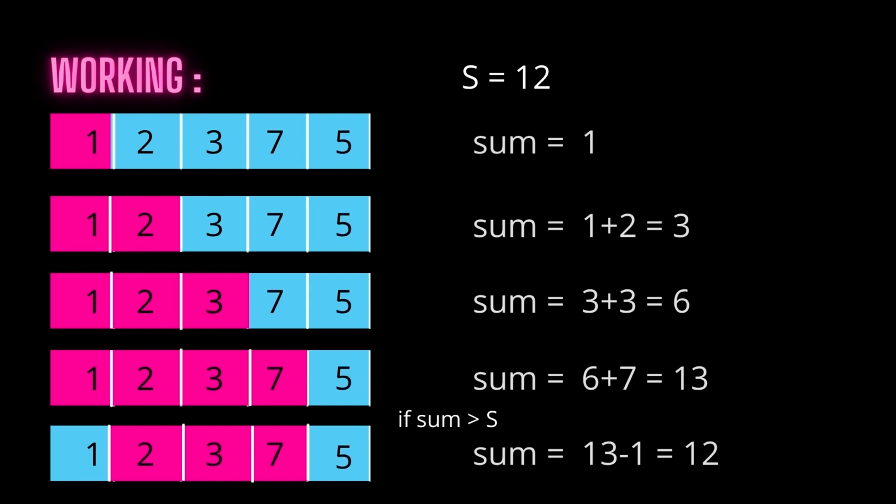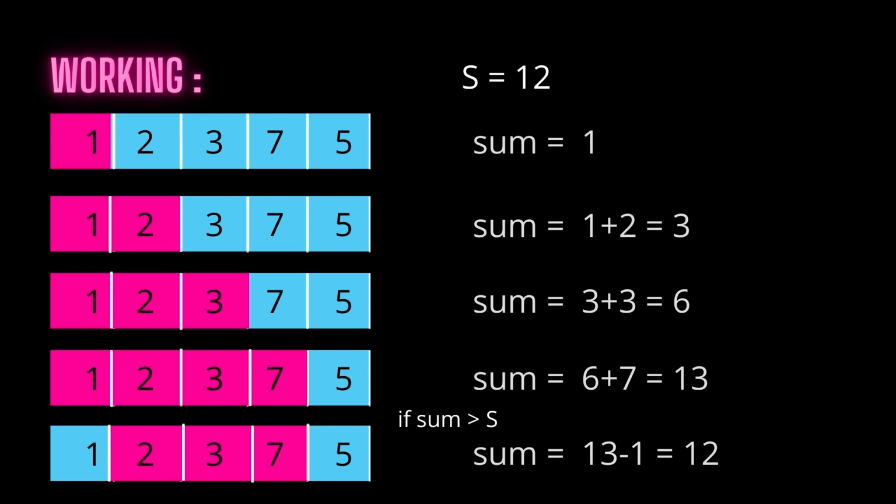Now let's see how can we solve this question efficiently. First, we will iterate the array. We will keep adding the element to the variable sum. Now we can see in step 1 the value of sum is 1. In step 2 it gets 3. Step 3 it gets 6. In step 4 the value of sum becomes 13.